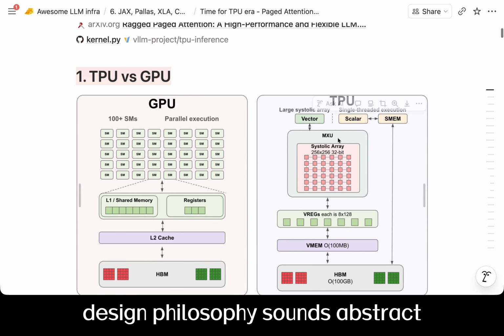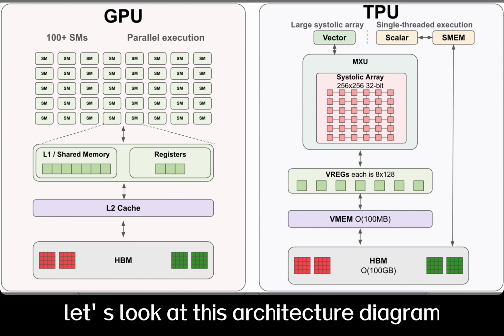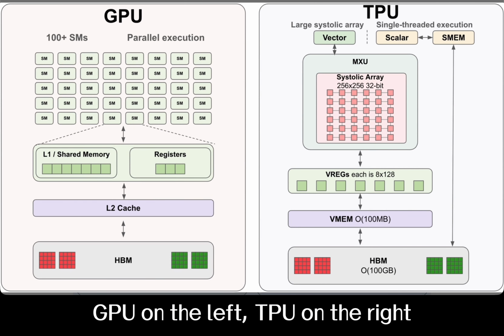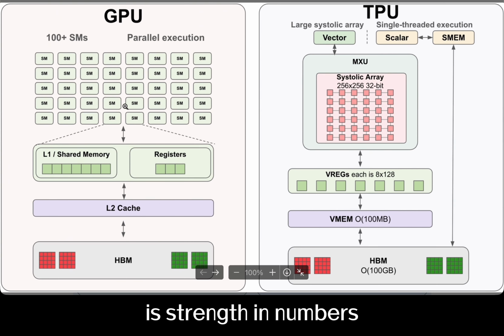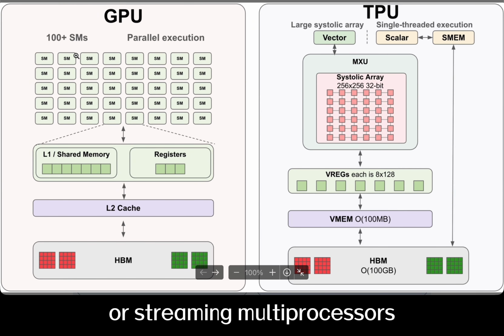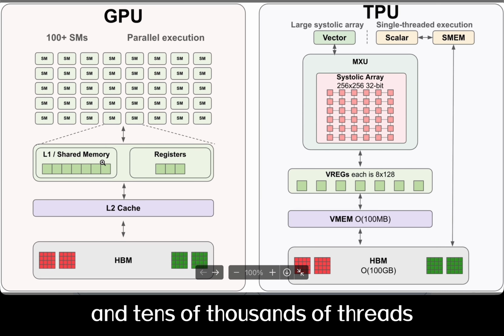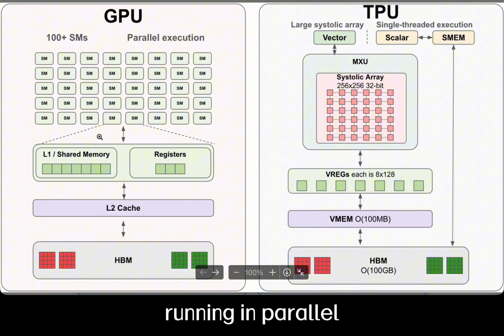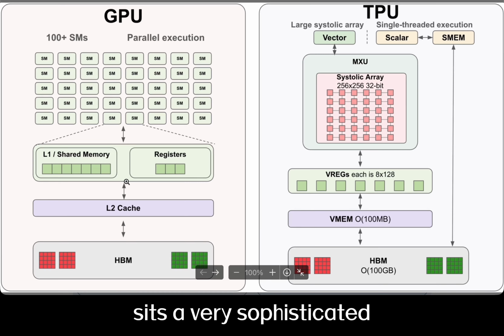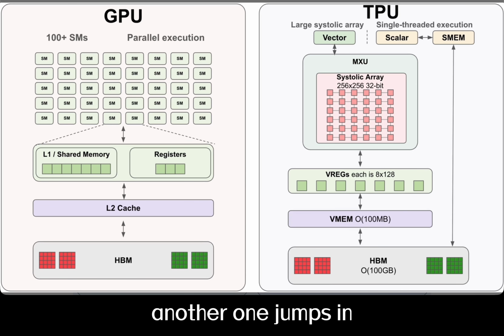Design philosophy sounds abstract, but one picture makes it concrete. Let's look at this architecture diagram. GPU on the left, TPU on the right. The GPU's approach is strength in numbers. A single chip has more than 100 SMs, or streaming multiprocessors, each packed with small cores, its own L1 cache and registers, and tens of thousands of threads running in parallel. On top of that sits a very sophisticated hardware scheduler that hands off work, queues threads up, and fills every idle slot. If one thread is stuck waiting on memory, another one jumps in.